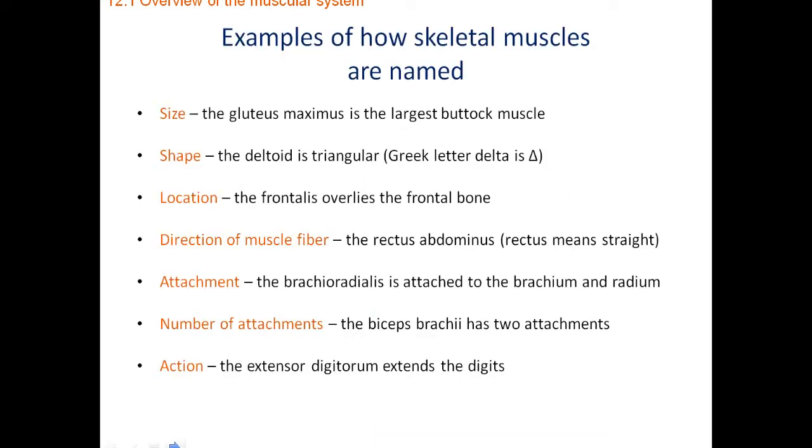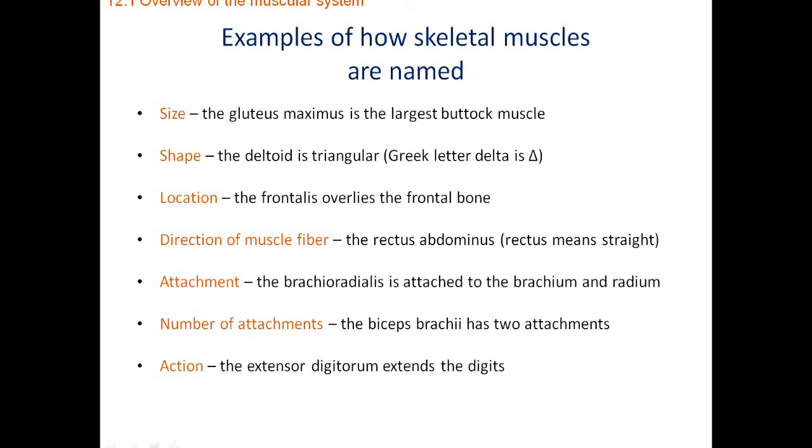Now muscles are named. They have kind of systematic names. We can name them by size. The gluteus maximus is the biggest, the largest. Maximus, it's the maximum buttock muscle. They're also named by shape. The deltoid is actually a triangular muscle, that's the muscle on your shoulder. The Greek letter delta is a little triangle.